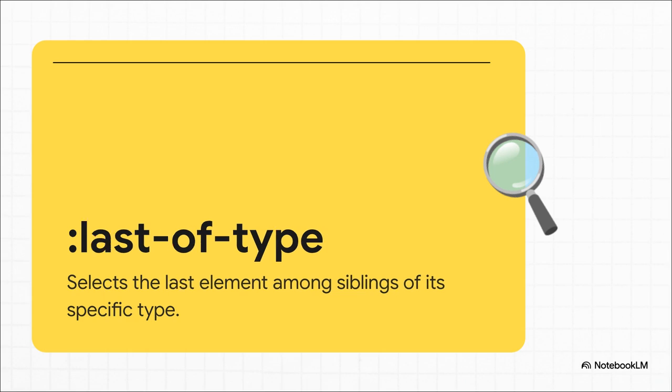Simple and direct. And of course, there's a counterpart. Last-of-type. As you'd guess, it does the exact opposite. It finds the very last element of its kind among all its siblings. This is incredibly handy for snagging that final form field or the last item in a dynamically generated list.